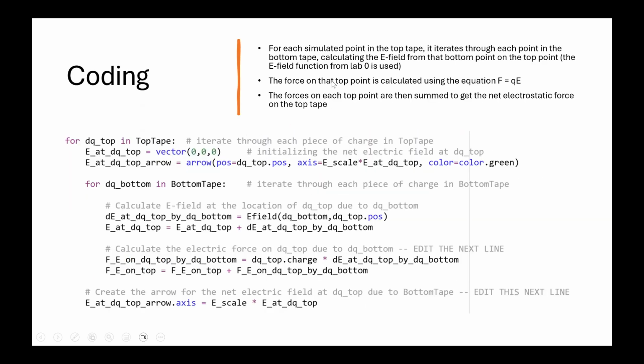We calculated this force for each point charge in the top tape. We iterated through each point charge in the bottom tape and calculated the E field on that top charge by that bottom charge, and then summed each of those contributions together to get the net E field on that charge, which we then used to calculate the net force on that charge. Summing all those forces on each of the top charges together resulted in the net electrostatic force on the top piece of tape.